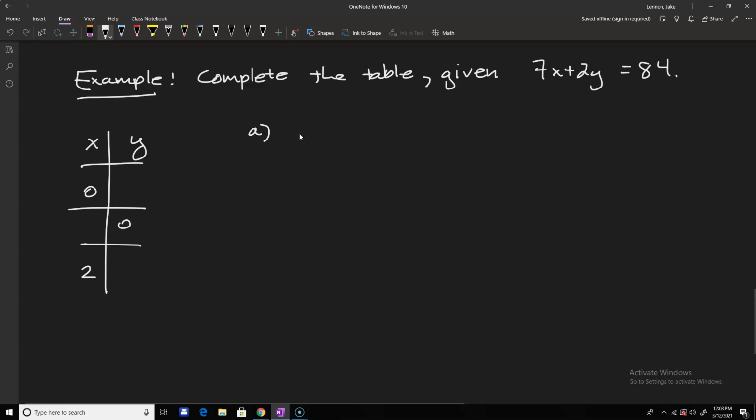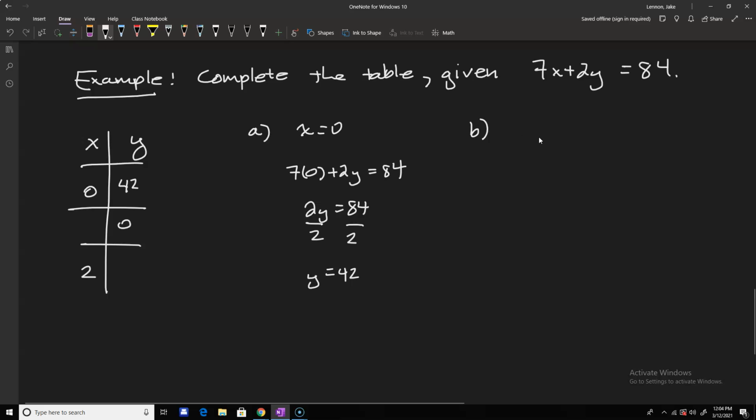So let's say part A, x equals 0. We can go ahead and plug that in. 7 times 0 plus 2 times y is 84. So the 7 times 0 goes away. We have 2y equals 84. Divide by 2, we get y equals 42. I think that was Jackie Robinson's number in baseball, if you're a baseball fan.